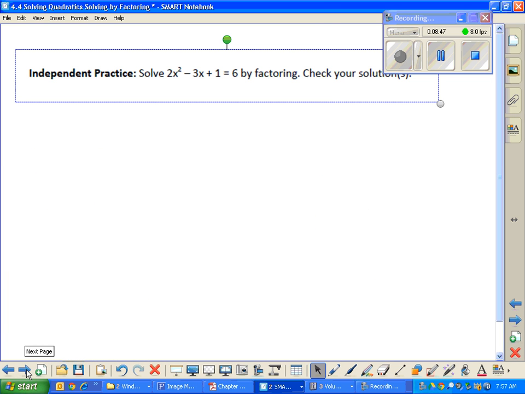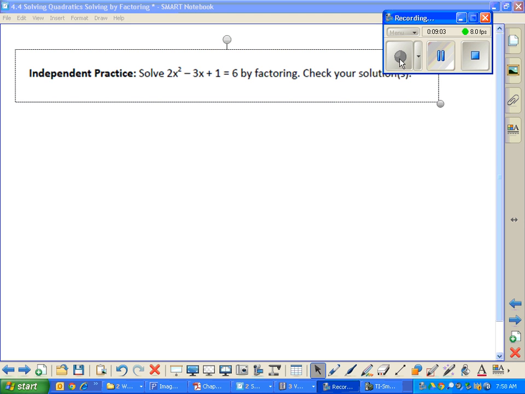You have a little bit of independent practice, so I'd like you to go ahead and pause. Again, you're going to set 2x squared minus 3x plus 1 equal to 6, and you're going to solve that by factoring. And then I'm going to show you a really cool way to check your solutions in just a moment. Okay, so perhaps you met with some success.